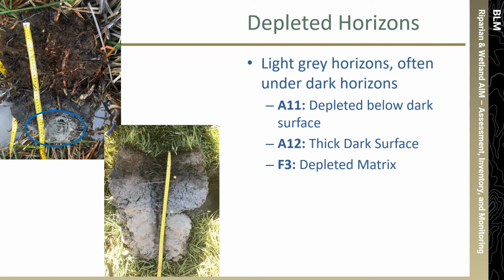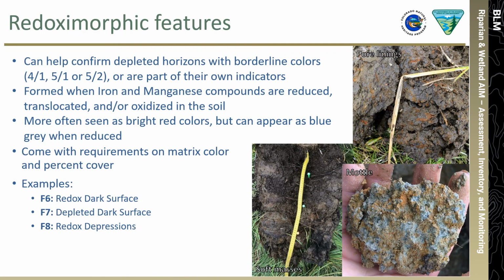Depleted matrices result from manganese and iron compounds having leached out of soil horizons entirely, to leave only the mineral colors behind. What results is a bright gray horizon, often found beneath very dark horizons. Again, borderline colors often require a certain percent of redox features. That brings us to our next indicator.